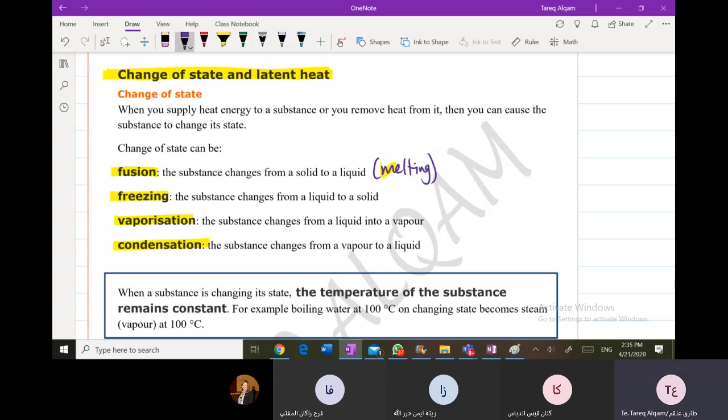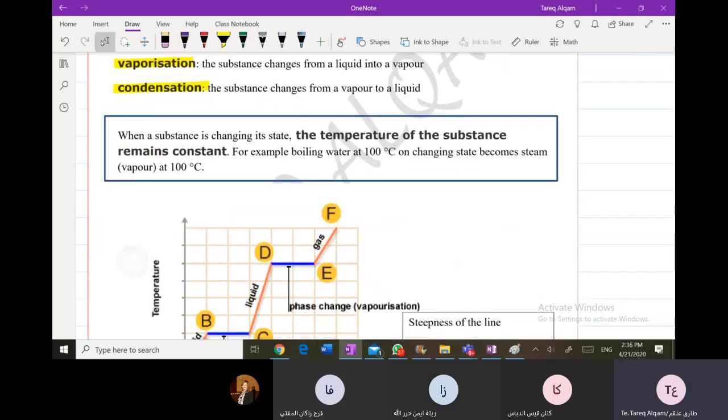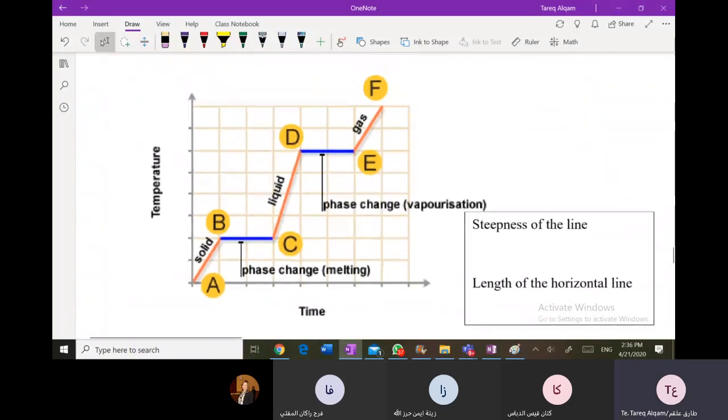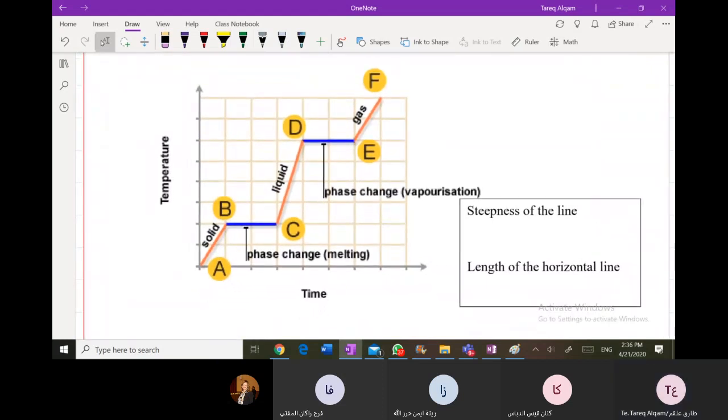Okay, I think you are familiar with that. Fusion, change from solid to liquid. Freezing, changes from liquid to solid. Vaporization, from liquid into vapor. Condensation, from vapor to a liquid. And during any change in state, guys, as we will see here in this chart, the temperature of the substance remains constant. Remains what? Constant. Here, this is temperature versus time.